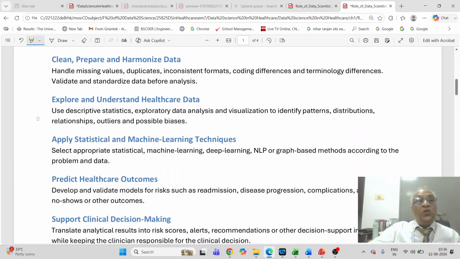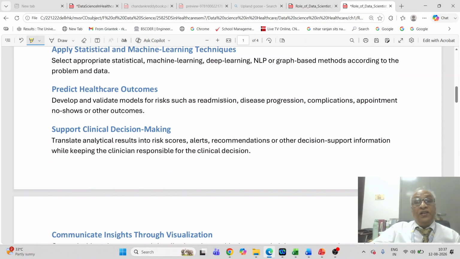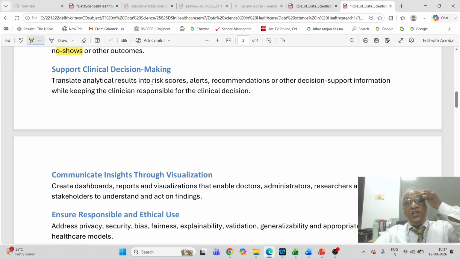Then he needs to use descriptive statistics to understand the data in a better way, to visualize the data, to identify the patterns, relationships, outliers, biases, etc. Then he can apply his machine learning knowledge and algorithms, statistics knowledge and algorithms to resolve the problem. So he should develop and validate models for risks such as readmission or disease progression or complications or appointment no-shows or other outcomes. He should support clinical decision making.